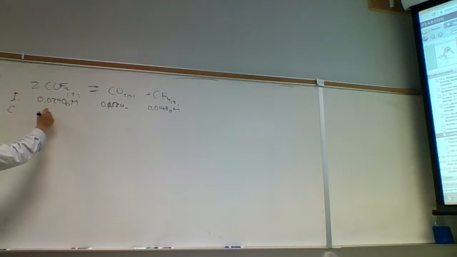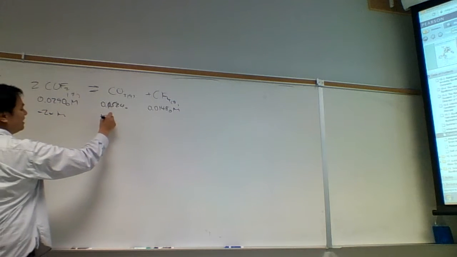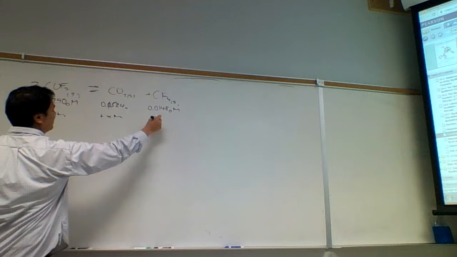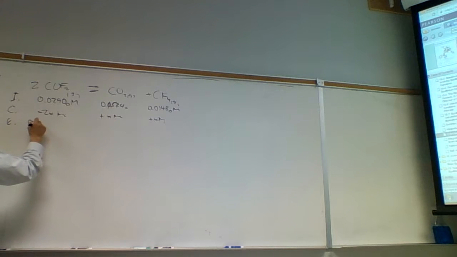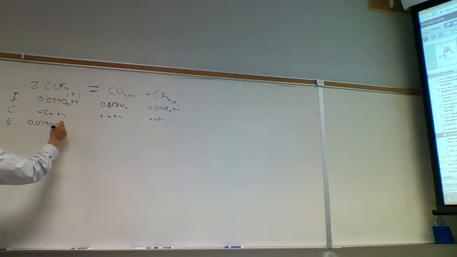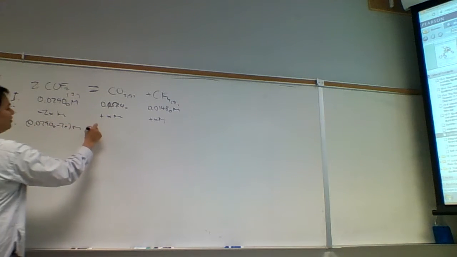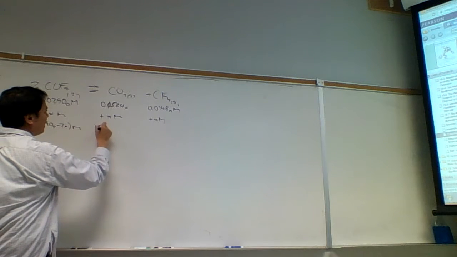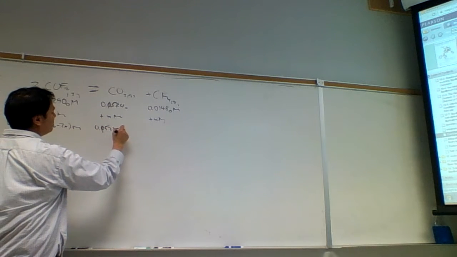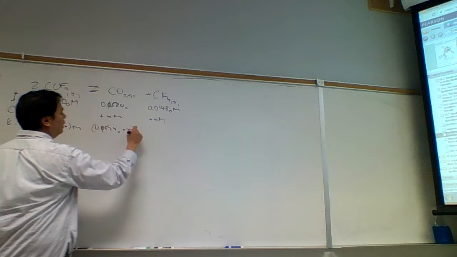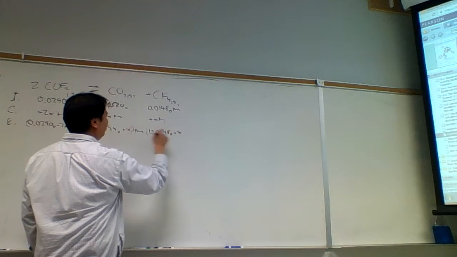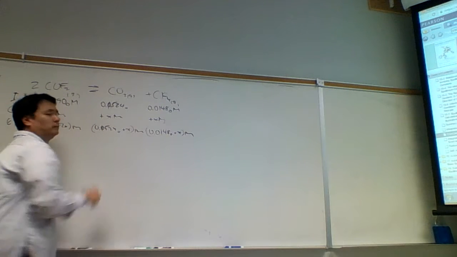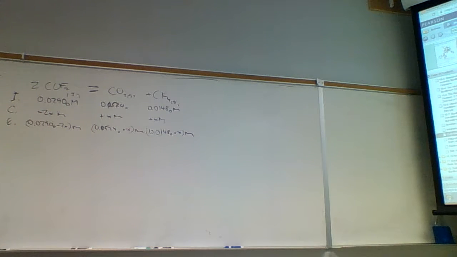All right. You said you calculated Q and it goes forward direction? Forward. So minus 2x, plus x, plus x. And then at equilibrium, what do you have? 0.02900 minus 2x. 0.05240 plus x. 0.01480 plus x. Is that right?